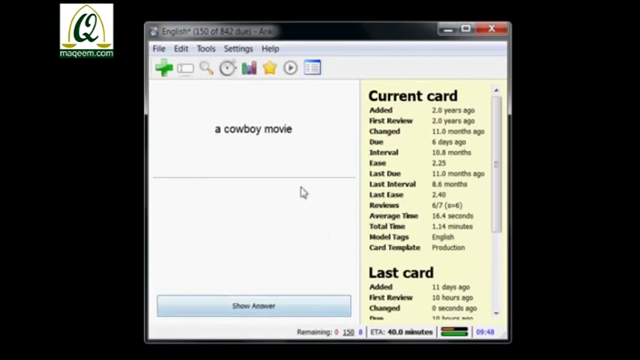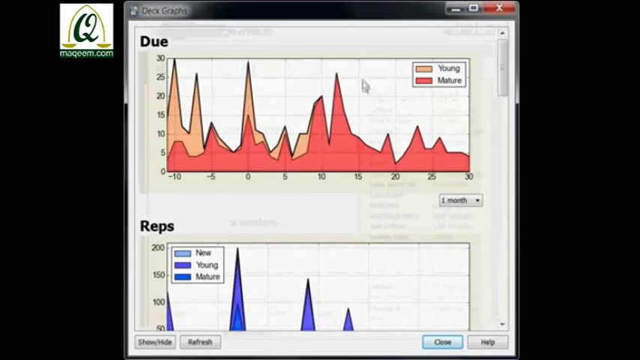Let's review one and we'll come over here. So for example, this card was changed 11 months ago. We haven't seen this for quite a long time. It was due 6 days ago. There's an interval of 10.8 months, so it's a fairly old card. And if we show the answer, we can see that the next time will be in, for example, 2 years or something like that.